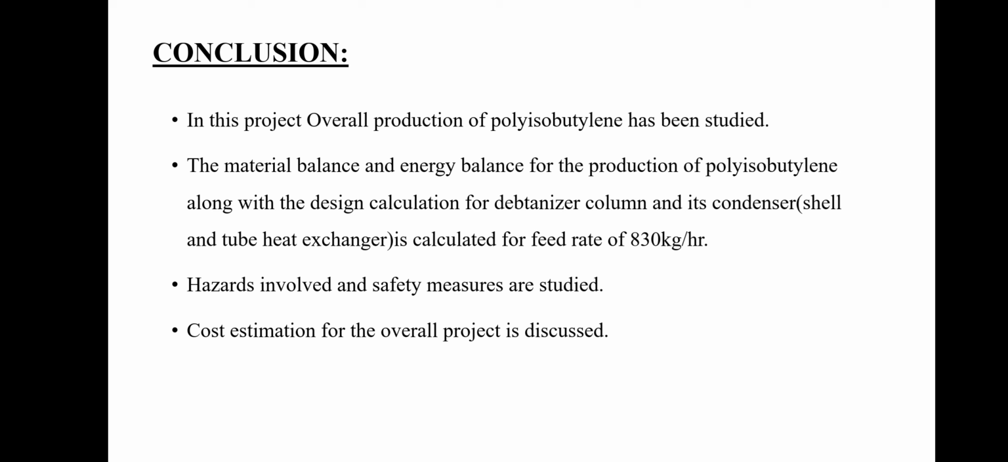As a conclusion, in this project, overall we studied the production of polyisobutylene and the material balance and energy balance for polyisobutylene, along with the design calculation for the debutanizer column and condenser, that is a shell and tube heat exchanger, calculated for a feed rate of 830 kg per hour. The hazards involved and safety measures were also studied, and the cost estimation for the overall project is discussed.